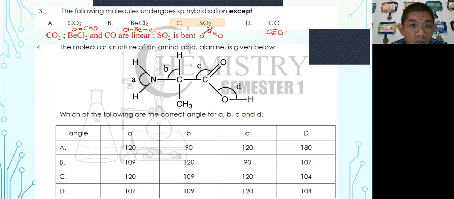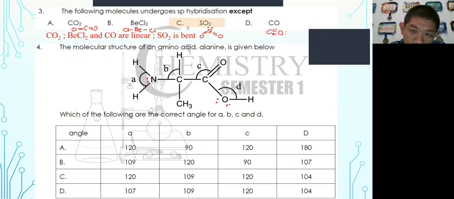Number 4, the structure of the amino acid alanine is given below. Which of the following angles are correct? Now, in STPM questions, usually they will not give you lone pair electrons. You have to know by yourself whether the lone pair electrons exist. So for this NH2, you have 1 lone pair of electrons here. Oxygen, you have 2 lone pairs of electrons.